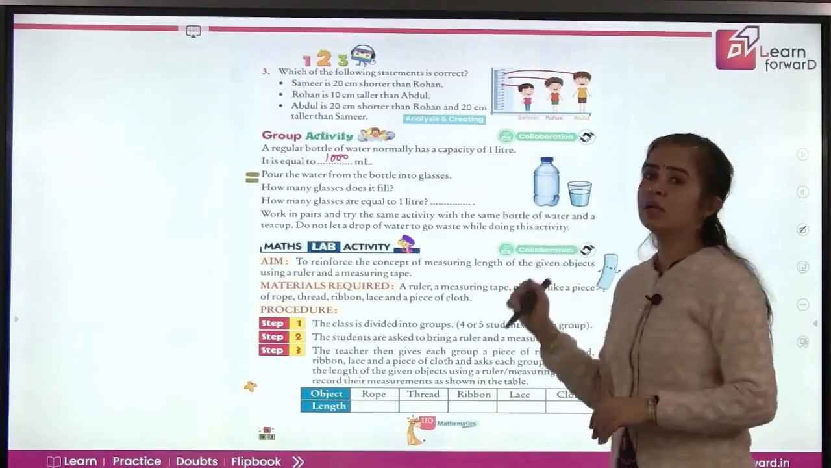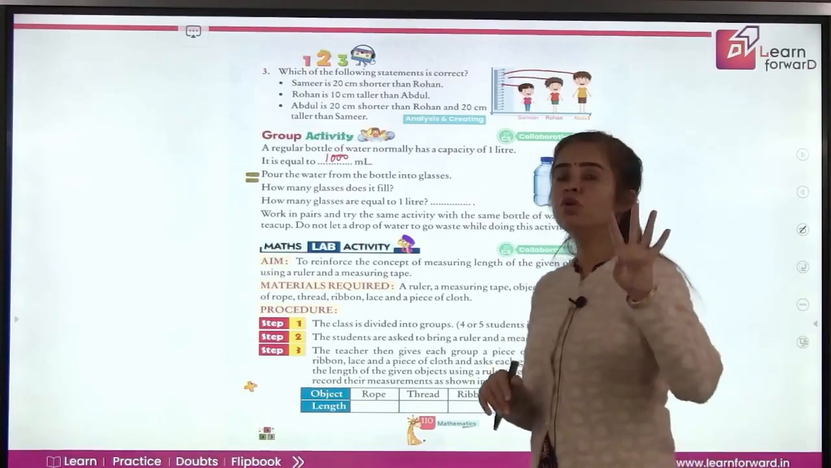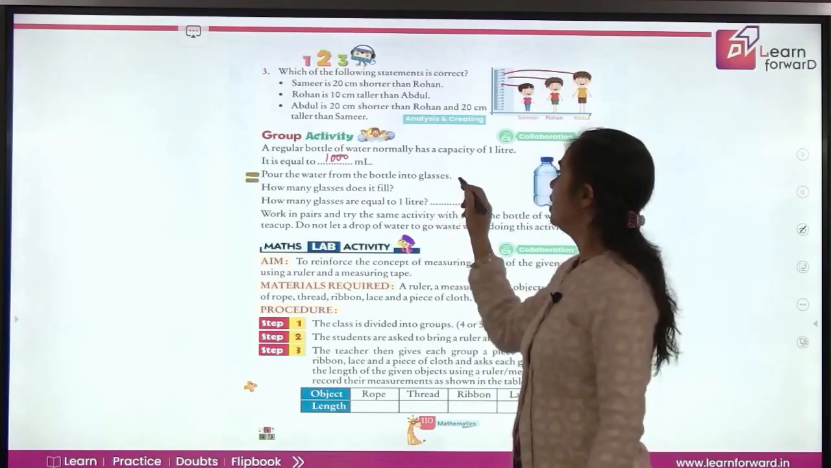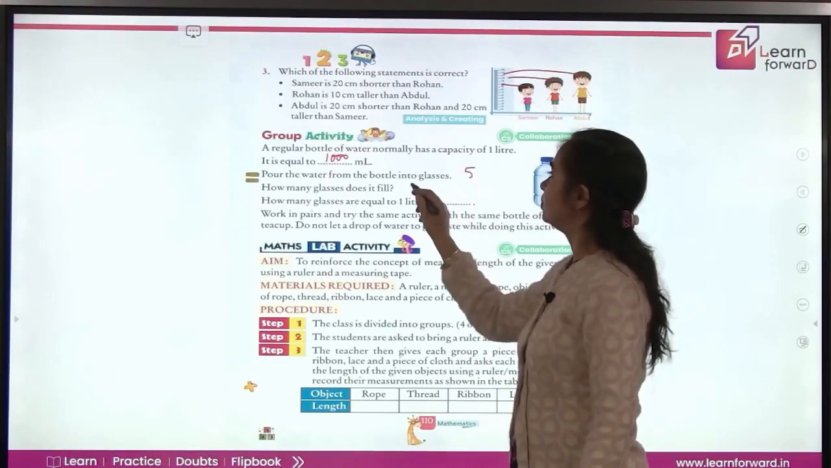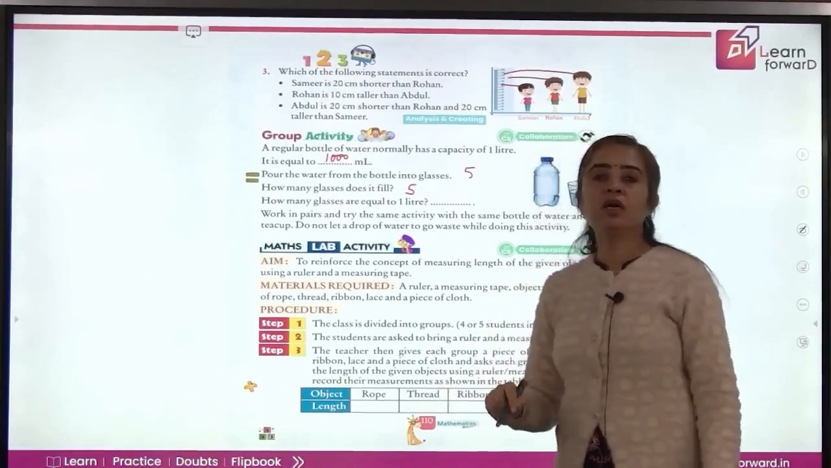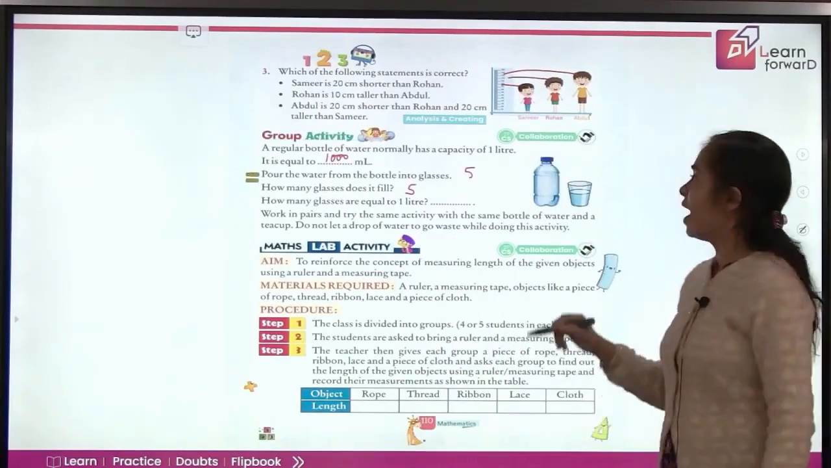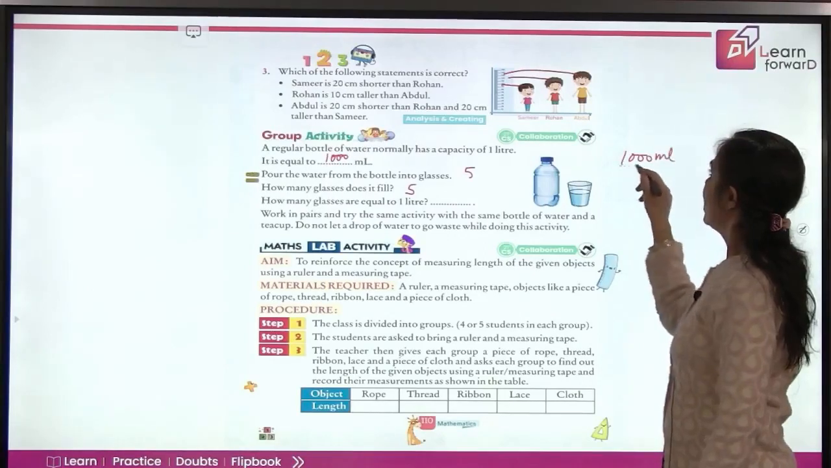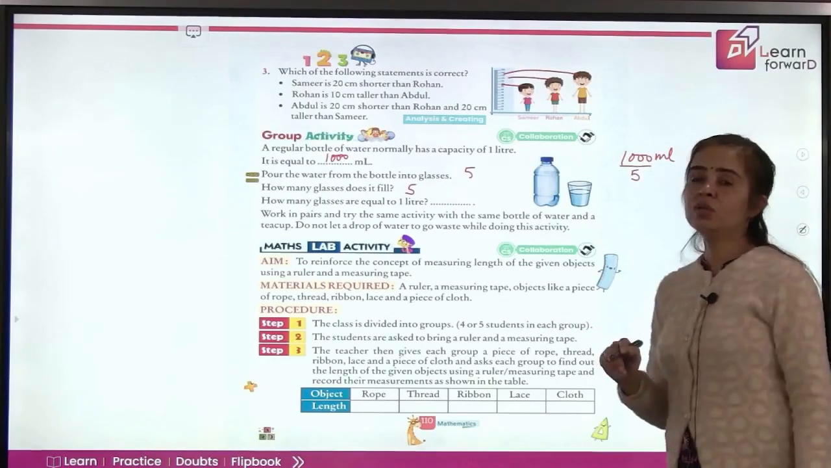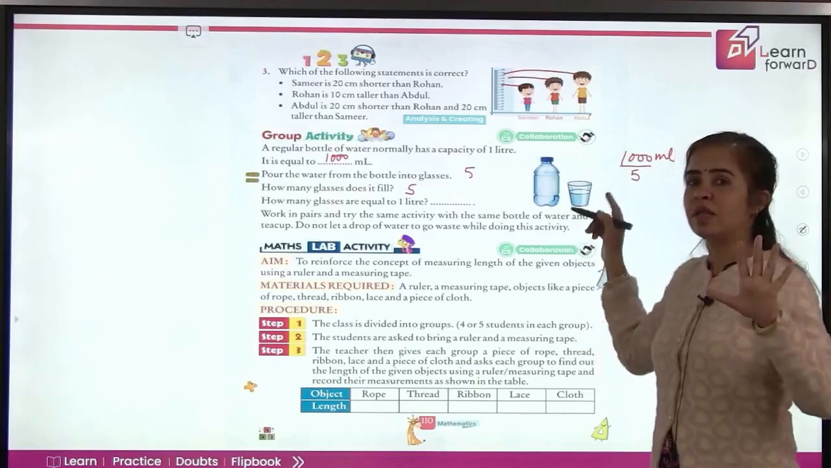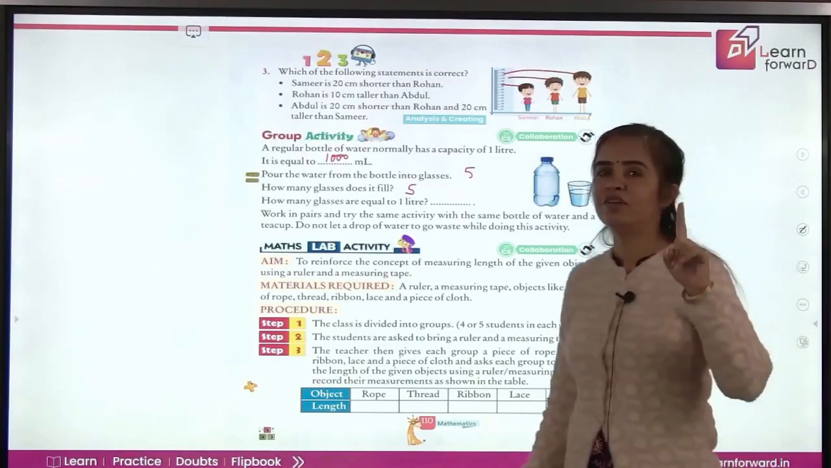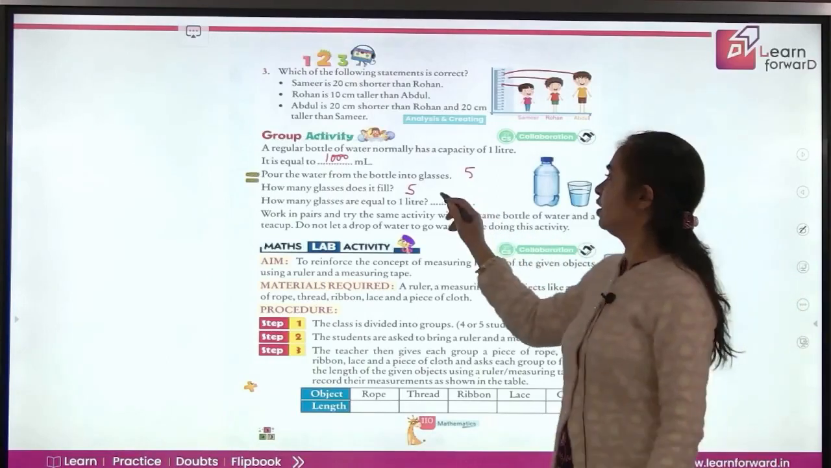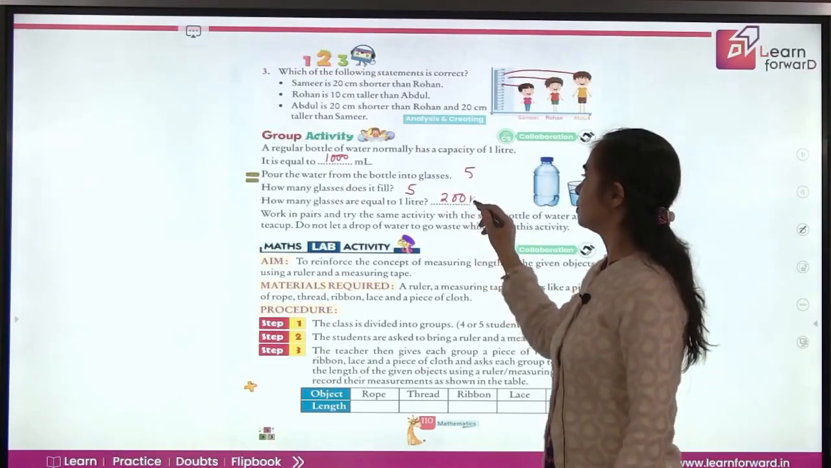Suppose this bottle you can just empty in 4 or 5 glasses. That means what I say, I can pour in 5 glasses. So what will be the capacity of 1 glass? I have poured 1000 milliliters into 5 glasses. I know the capacity of 5 glasses is 1000 milliliter. To find out for 1, what will you do? Divide. So 1000 divided by 5 will give you 200 milliliters.